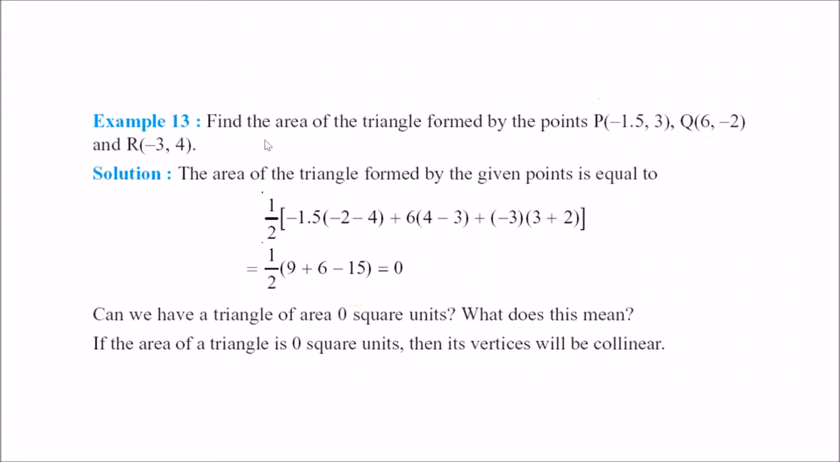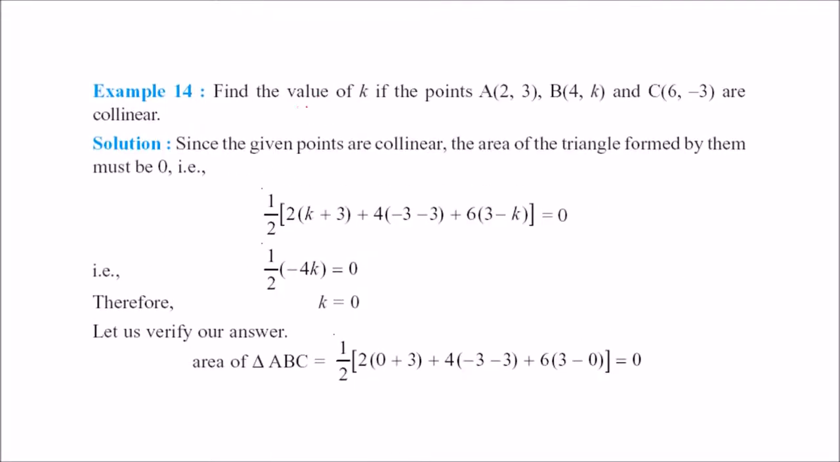They are collinear. If you have to find the value of k, the points are given here, and you have to find out k when these three are collinear. So the best way is to place it in the area formula and make it 0, because we know the area of a triangle whose points are collinear is 0. So k will become 0, and you can place k in this and you'll find it 0 only. Area of the triangle is 0.